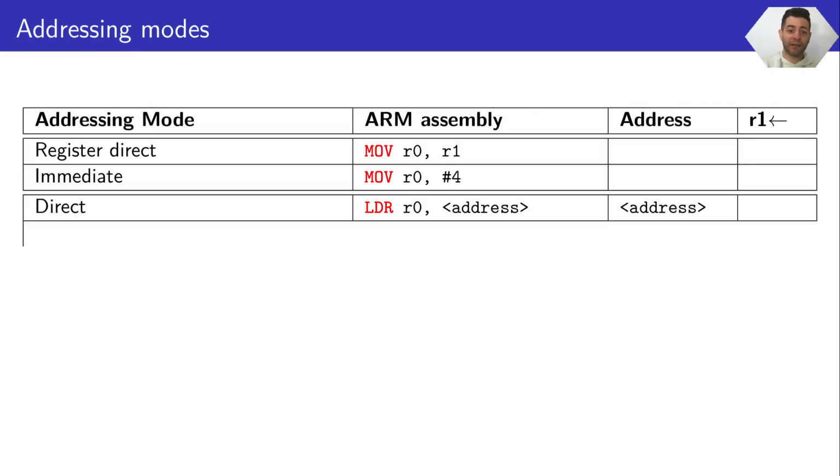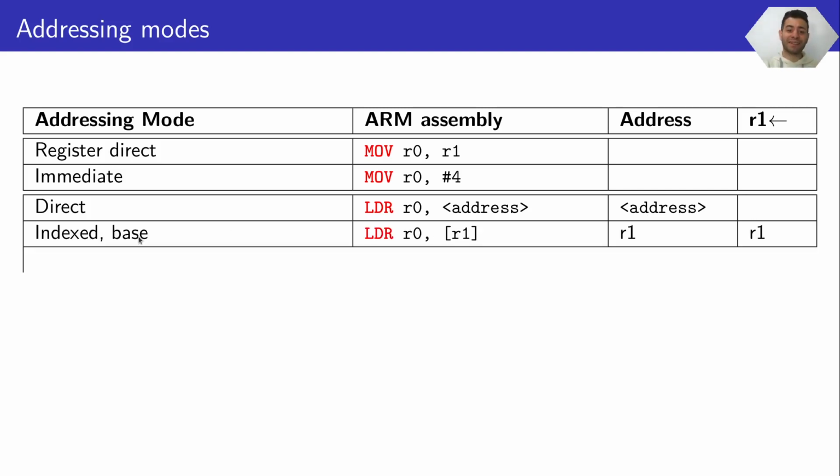Then we have the addressing modes that we have seen a couple of seconds ago. With LDR, we are loading into R0 the value pointed at some address in memory. R1 is not involved, so no changes to R1. Then we have the indexed base. Again, we have seen it in the previous slide. So we are taking the value at R1. At the end of the computation, R1 is always R1.